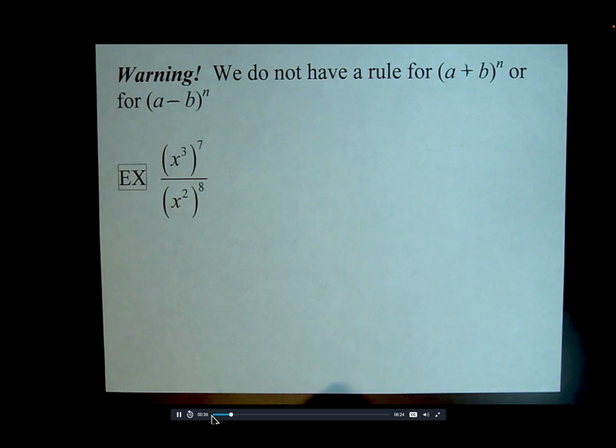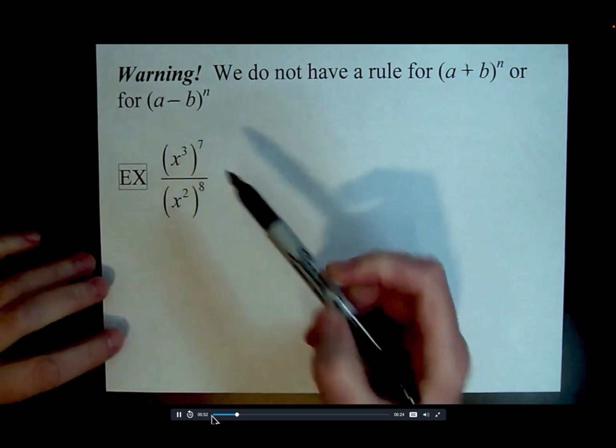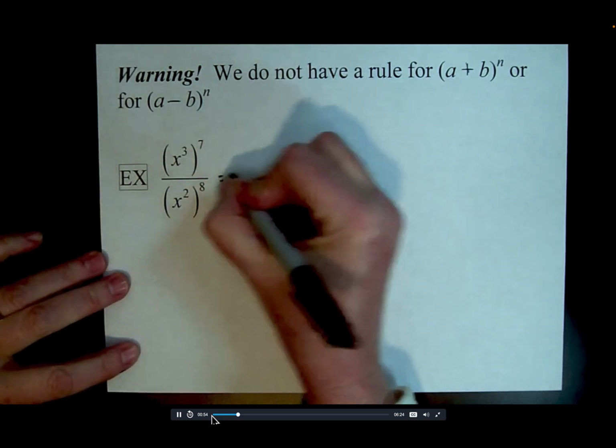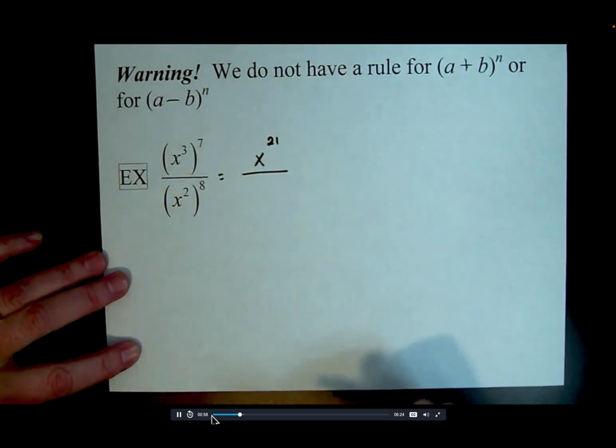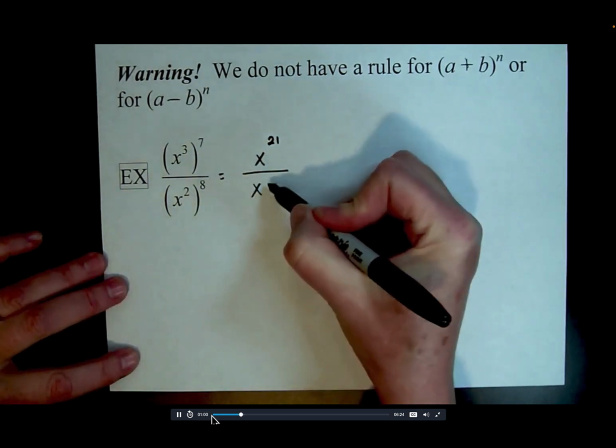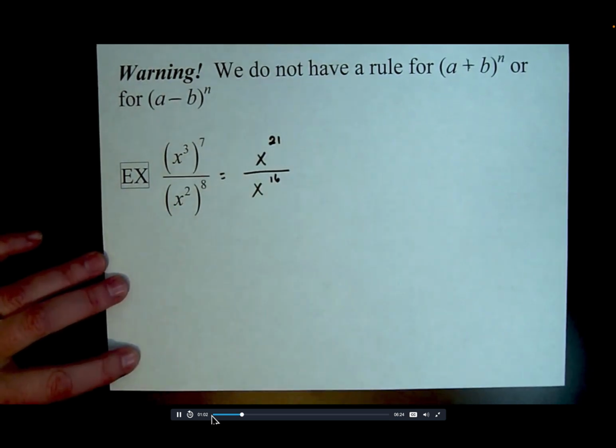So I have to get rid of the parentheses before these x's up here can see the x's down there. And the way I get rid of the parentheses is by using a rule, if you look up at the top of the page, that's going to be rule 2. That tells me what to do if I have a power raised to a power again. Okay, and that rule says I'm going to multiply the powers. So x to the 21st power, and down below, same idea, x to the 16th power.